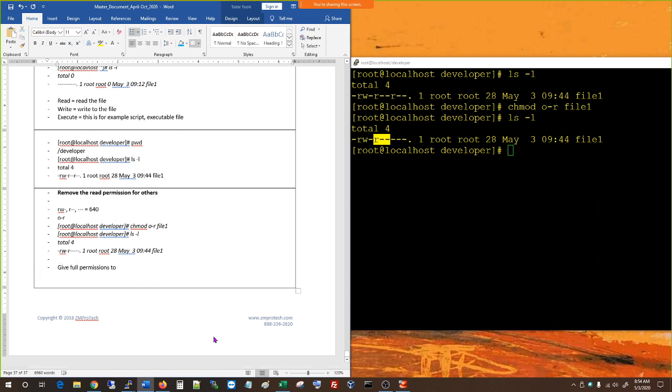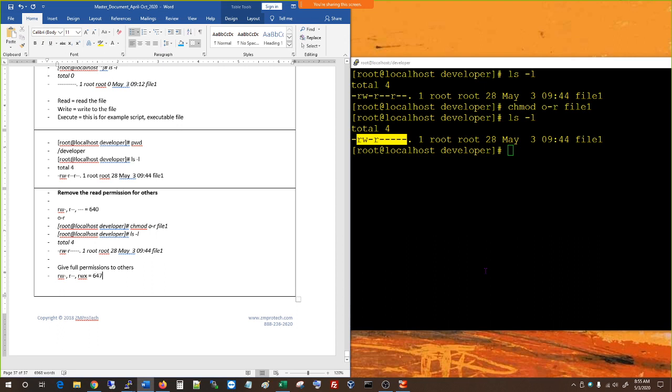Give full permission to others. So what would be the number here for full permissions for this file? I want to give only full permissions to others here. So read, write, and read, and 647. Then read, write, execute. Very good. 647.